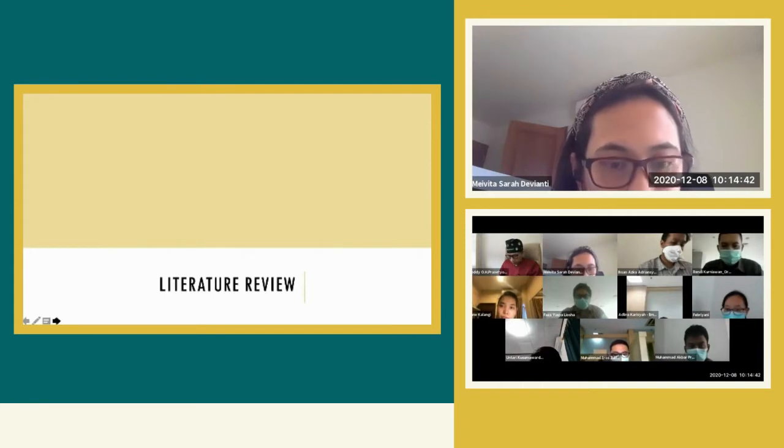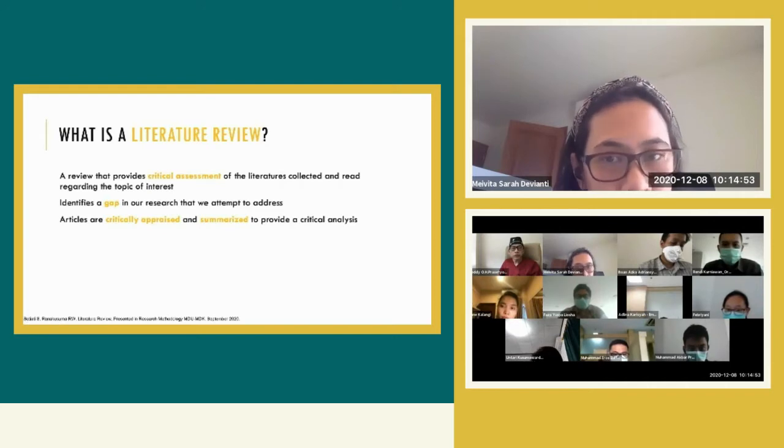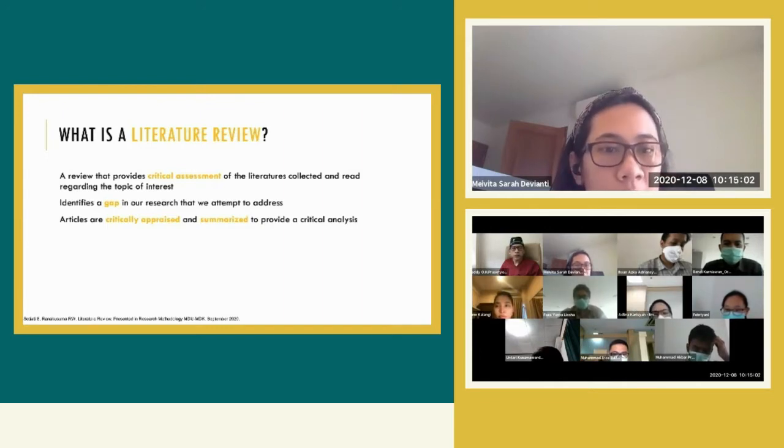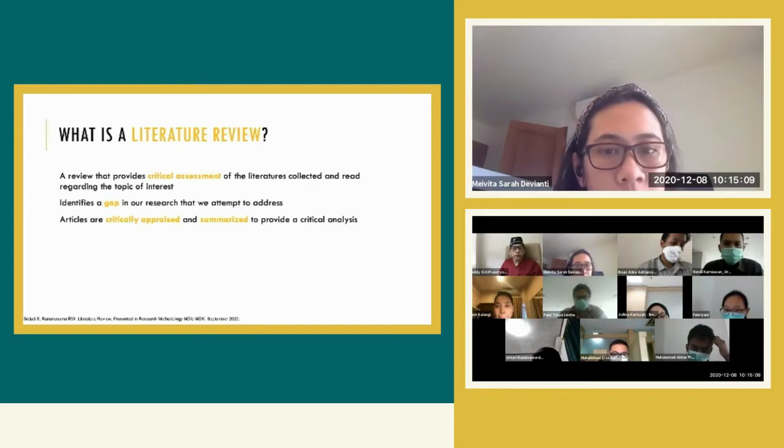And then we move on to the next topic, which is the literature review. A literature review is writing that provides a critical assessment of the literature or the evidence that we have collected before. It helps to identify a gap in our research, and then we should also critically appraise the evidence that we found and then summarize it to prevent plagiarism.